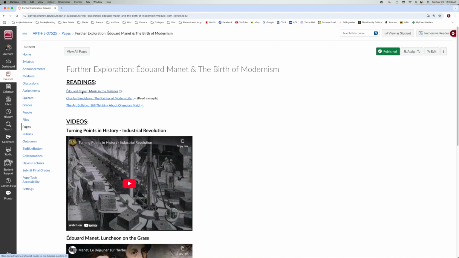A couple of readings, one on music and the Tuileries, which is one of the paintings we'll see in the lecture. There's a fairly dense reading by Baudelaire. He is the modernist writer of the time and definitely friends with Manet. If you want to take a look at some of the writings he did, that is here. You do not have to read the entire thing. If you read a page or 2, that would be great.